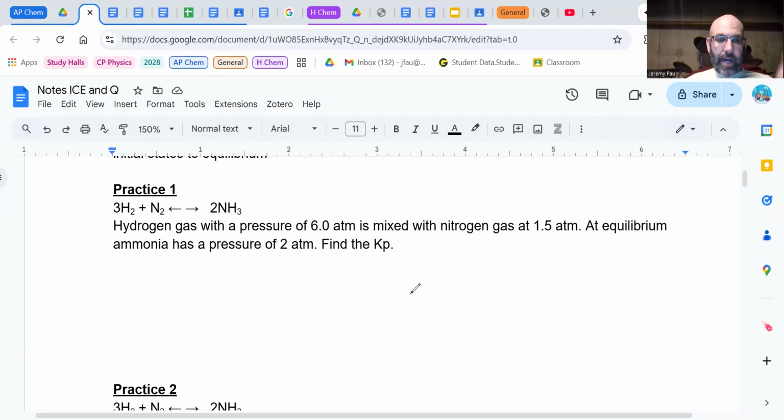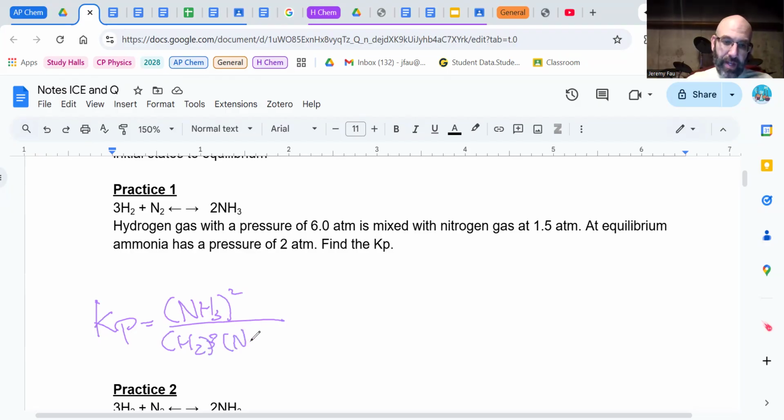So this first problem, we have hydrogen gas mixed with nitrogen gas. We're given their pressures, and then at equilibrium, the pressure of ammonia is 2 atmospheres. We're looking for Kp. In order to find Kp, we would need to know at equilibrium the pressure of NH3 squared, the pressure of H2 cubed, and the pressure of N2 to the first. The only thing we know currently is this, because at equilibrium, we know that. But without knowing H2 or N2, we can't solve for it.